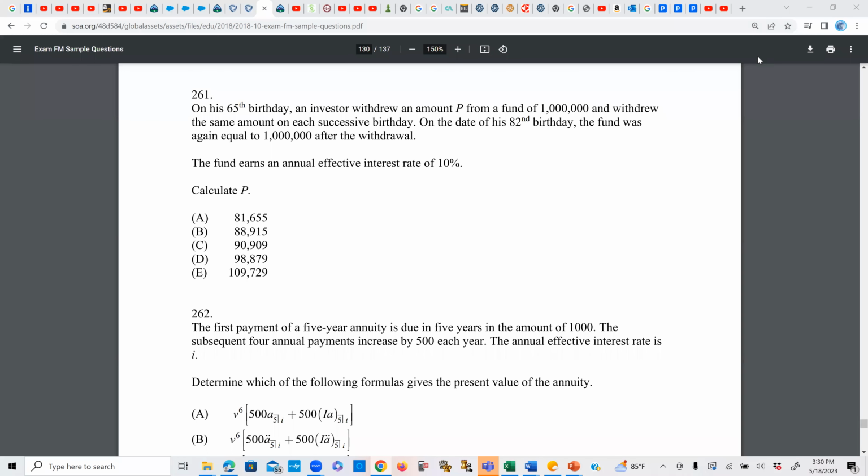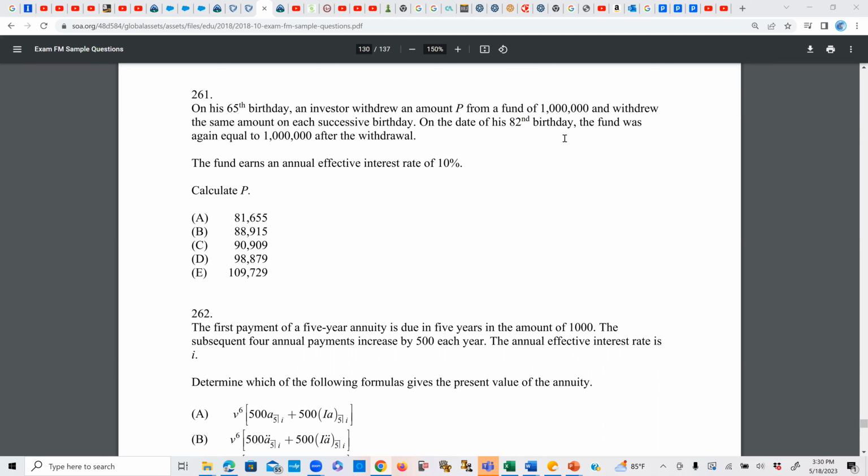On his 65th birthday, an investor withdrew an amount P from a fund of 1 million and withdrew the same amount on each successive birthday. On the date of his 82nd birthday, the fund was again equal to 1 million after the withdrawal. If the fund earned an annual effective interest rate of 10%, calculate P.